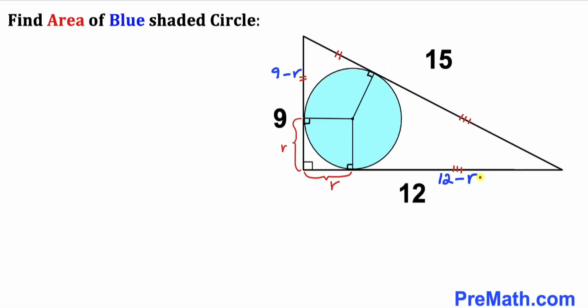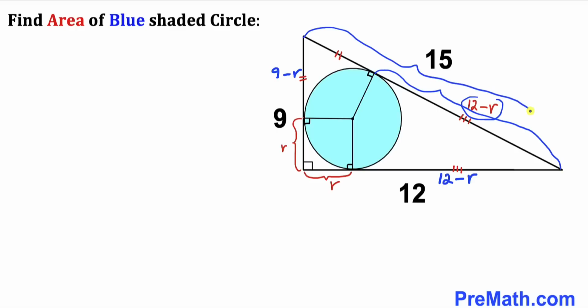So therefore, if this side length is 12 minus r and they are congruent, this side length is going to be 12 minus r as well. And now we know that this side length is 12 minus r and this whole side length is 15. So therefore this side length is going to be simply 15 minus this whole thing, which is 12 minus r.